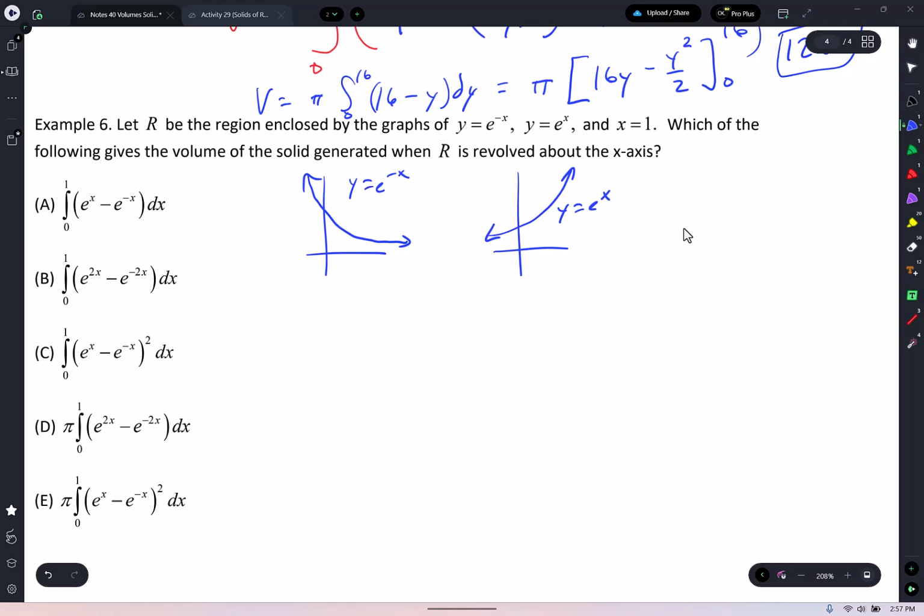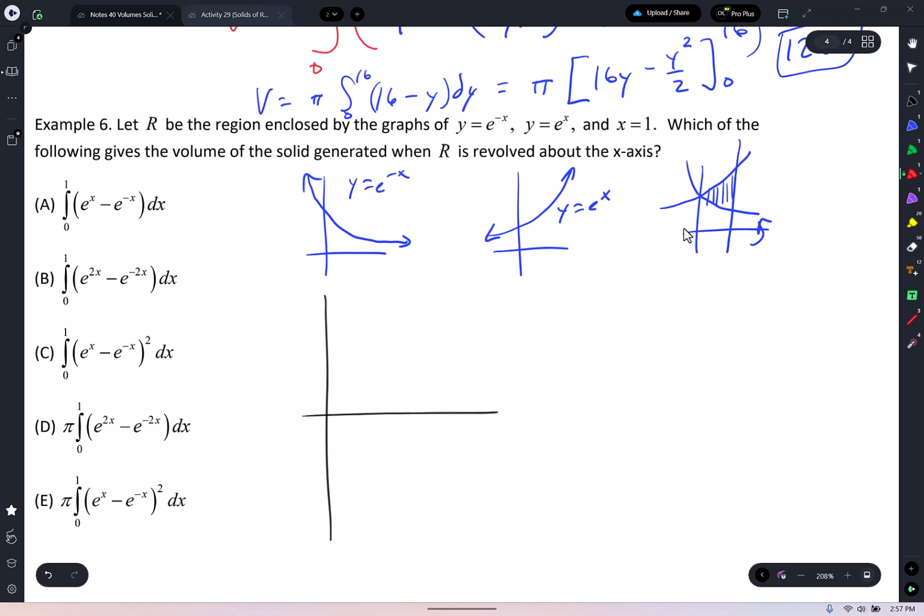When I graph all three of them, I'll graph it a little here and then I'll blow it up in a little bit. When you put all three in the same graph, and x equals 1, this is the region they're talking about. Do you guys see that? That's the region they're talking about, and I'm rotating that about the x-axis. So here it is. I'm going to do a large grid here.